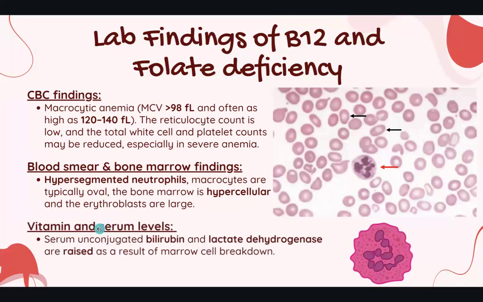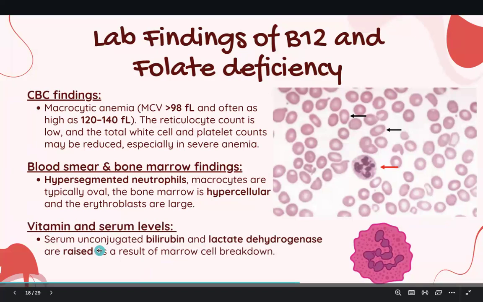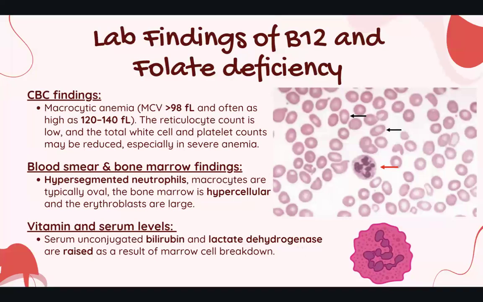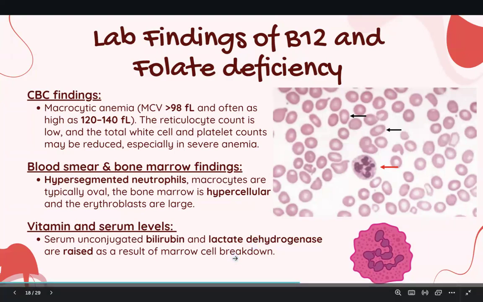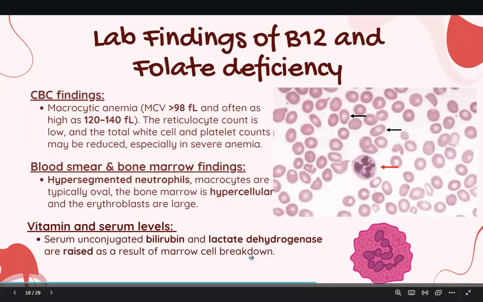You would also see in the vitamin and serum levels that serum unconjugated bilirubin is high, and we explained why that happens. And you would also see high levels of lactate dehydrogenase. Lactate dehydrogenase is basically an enzyme that is stored in the cytoplasm of all cells, including RBCs. So when an RBC ruptures, this LDH will get released into the bloodstream, and therefore we use it as an indicator of cell damage or tissue damage and hemolysis.